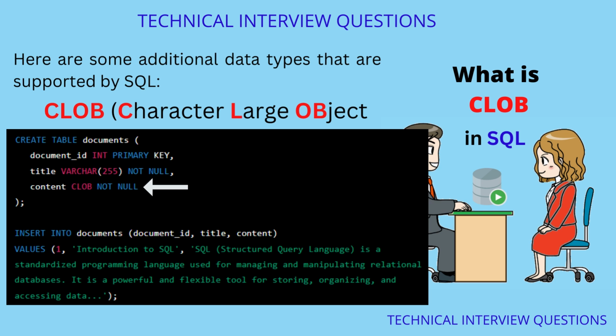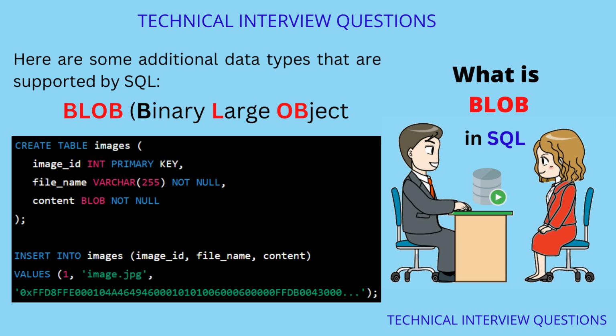In this example, the content column is of type CLOB and stores the content of the document as a large character string. BLOB. This data type is used to store large binary objects, such as images, audio files, or video files up to 4 GB in size. Here, the content column is of type BLOB and stores the content of the image as a large binary string.